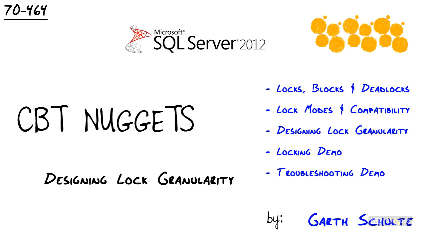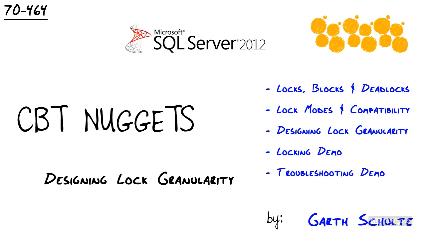Designing lock granularity. In the world of RDBMSs, we have a little something known as concurrency, and that is we have lots of people and processes accessing our data simultaneously. And sometimes those people and processes attempt to access the same piece of data at the same time. Relational database management systems like SQL Server employ a locking mechanism to ensure that our data stays consistent and the integrity is maintained. Now, in the world of 70-464, there are two objectives that deal with concurrency.